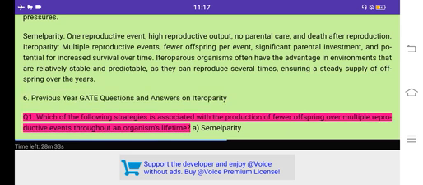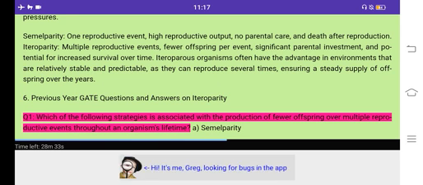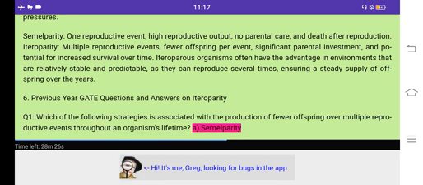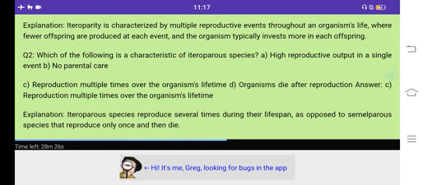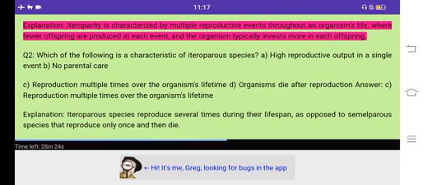Q1. Which of the following strategies is associated with the production of fewer offspring over multiple reproductive events throughout an organism's lifetime? A. Semelparity. B. Iteroparity. C. Asexual reproduction. D. Clonal reproduction. Answer: B. Iteroparity. Explanation: Iteroparity is characterized by multiple reproductive events throughout an organism's life, where fewer offspring are produced at each event, and the organism typically invests more in each offspring.